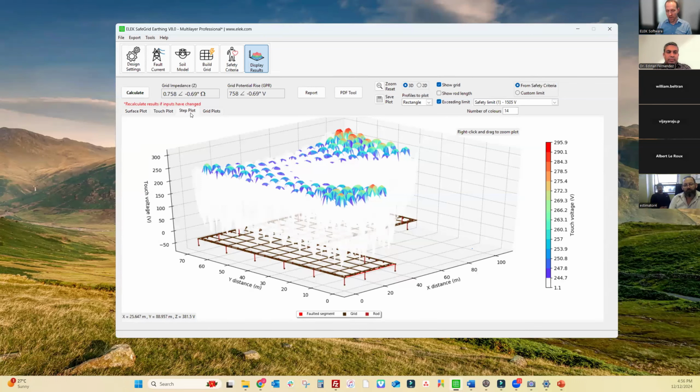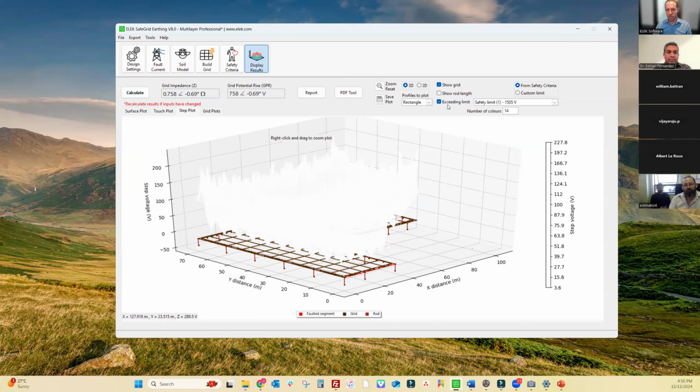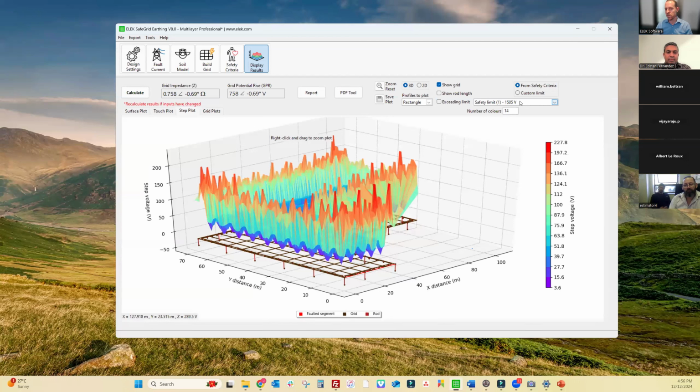I can look at step voltages. Yeah, these are not an issue. You can see the safe limit for step voltages is really, really high, and my step voltage is relatively low. Step voltages are rarely an issue, but we can calculate them. We can plot them just for our clients' benefit, usually.